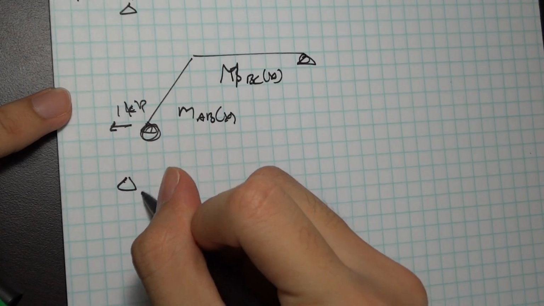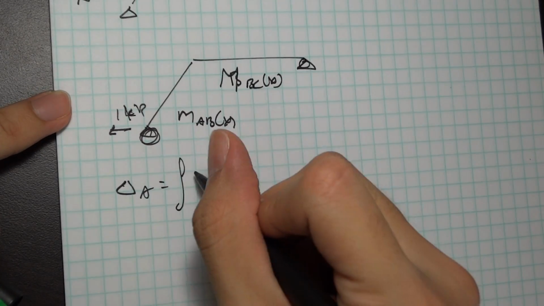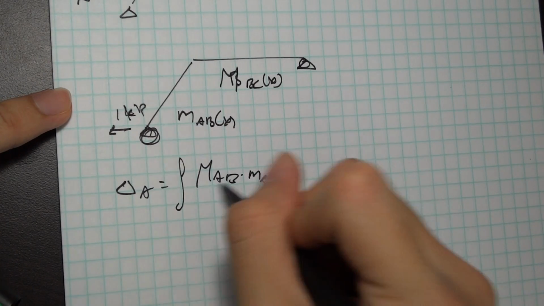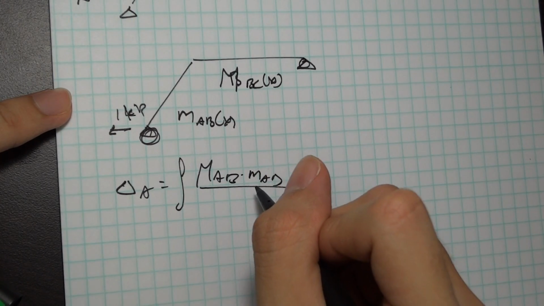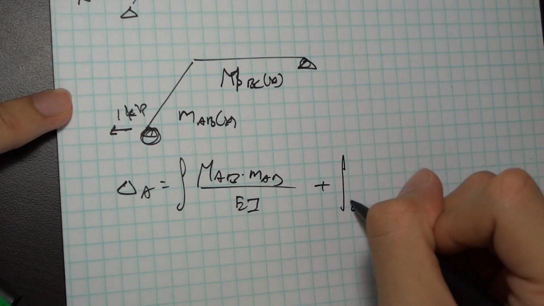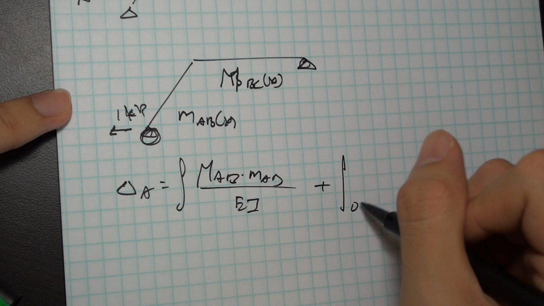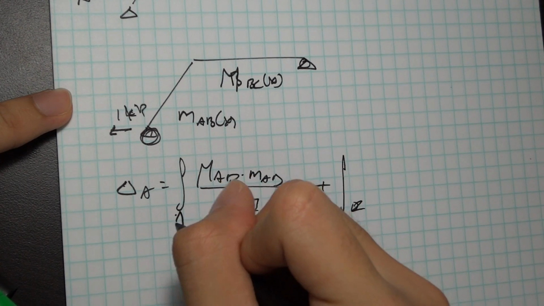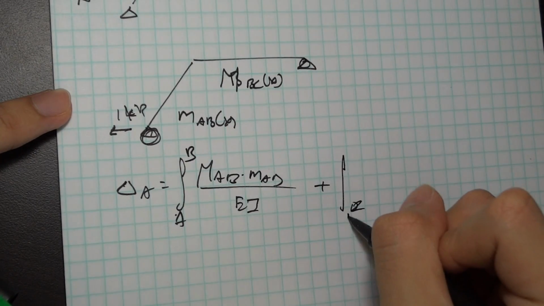Your delta A is going to be equal to the integral of MAB times MAB over EI, plus integral of this is your length from A to B, from B to C.